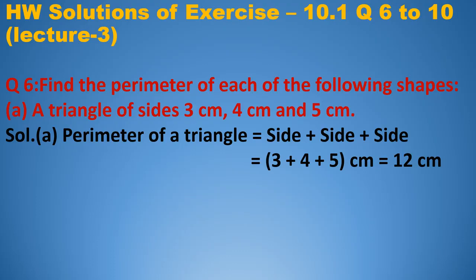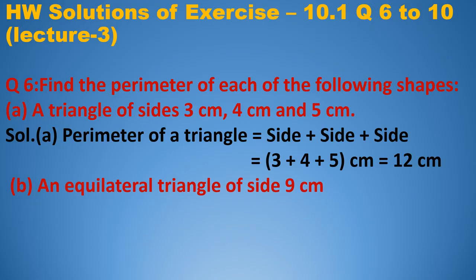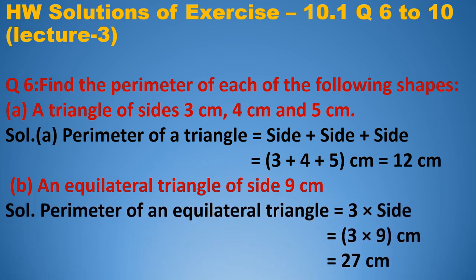B. An equilateral triangle of side 9 centimeter. So perimeter of an equilateral triangle is 3 multiplied by side, as in an equilateral triangle all the sides are equal. So it is 3 multiplied by 9 centimeter, which is equal to 27 centimeter.